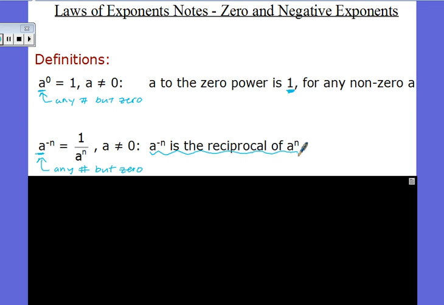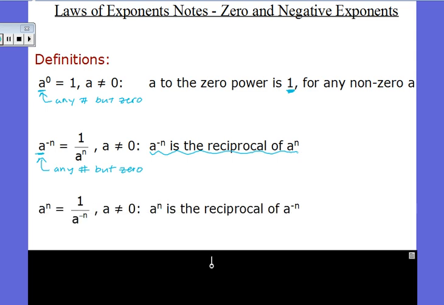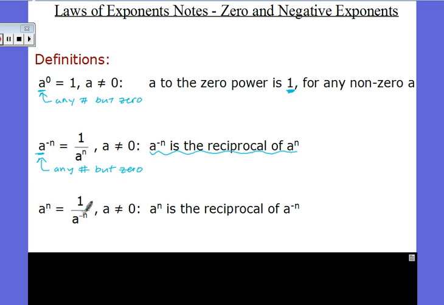Okay, so a to the negative n is what we call the reciprocal of a to the n. So that means it ends up being in the numerator as opposed to the denominator, or the denominator as opposed to the numerator. Okay. The last thing is a to the n is the reciprocal of 1 over a to the negative n. Okay, so they are reciprocals of each other. A to the n is the reciprocal of a to the negative n. Again, a has to be any number but 0. Okay, they're reciprocals of each other in the sense that you can take one and rewrite it in the denominator with the opposite exponent.